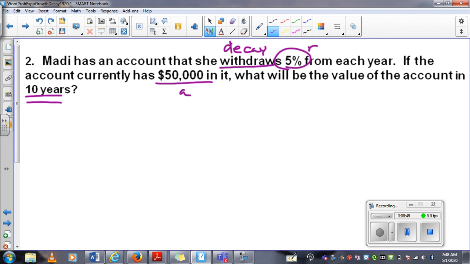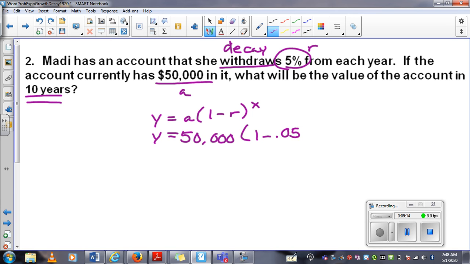Okay, so here we go. Y is equal to A times 1 minus the rate to the x power. Y is equal to 50,000, and then it's going to be 1 minus 5%. So I have to be careful. 5% is 0.05. Now it's every year for 10 years, so your exponent here would be 10. We're going to do this 10 times.